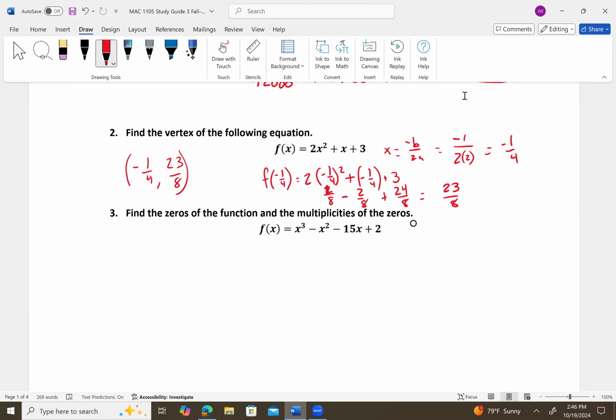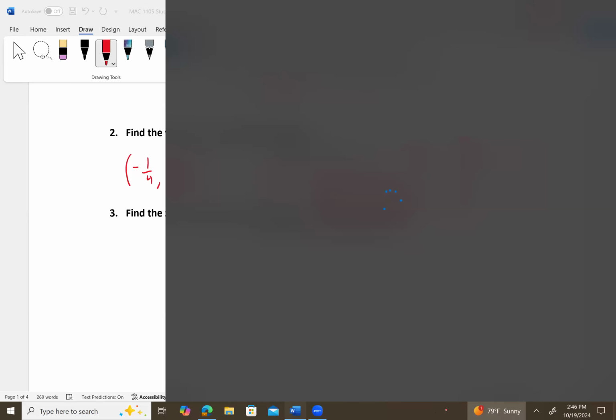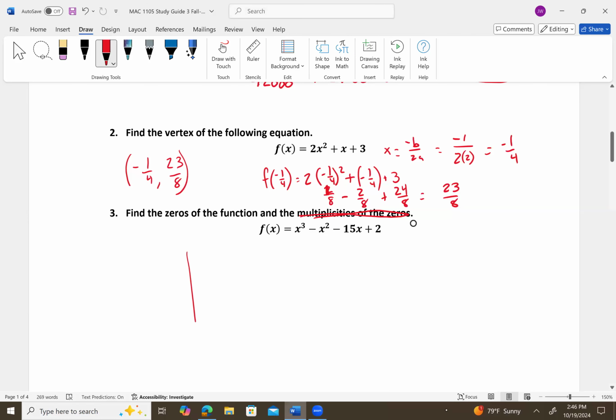Okay, next we want to find the zeros of the function. We're not going to concern ourselves with multiplicities. So we plug this into our calculator, and the graph is going to go up and off the screen and back down off the screen and back up. So we have 3 zeros: 1, 2, 3.